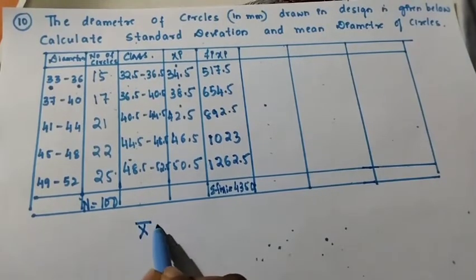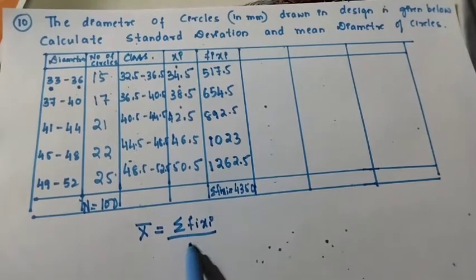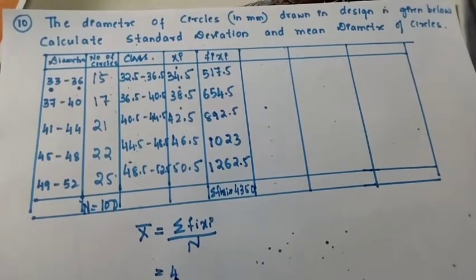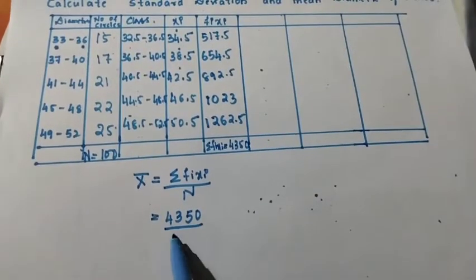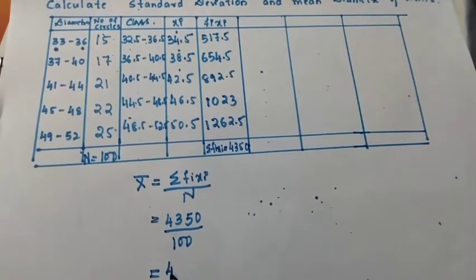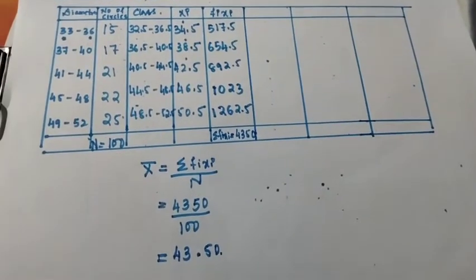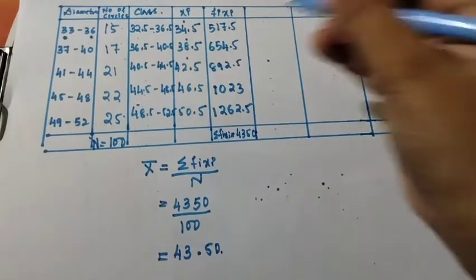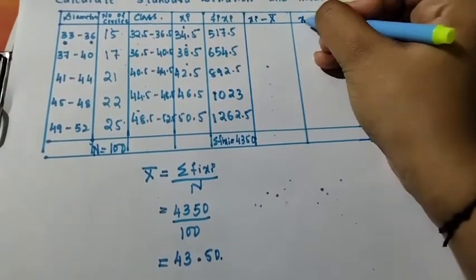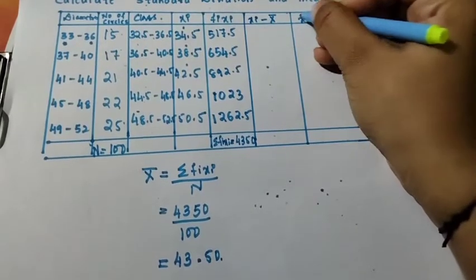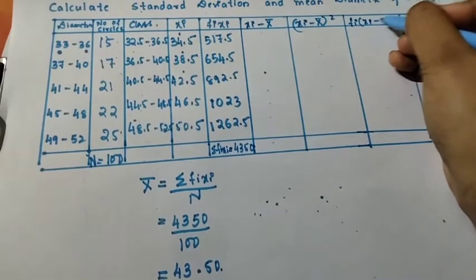So x bar is equal to summation fi xi divided by n. So 4350 divided by n, which is 100, gives 43.50. So this is the x bar value. The next columns, as in the first example, are xi minus x bar, xi minus x bar square, then fi into xi minus x bar square.